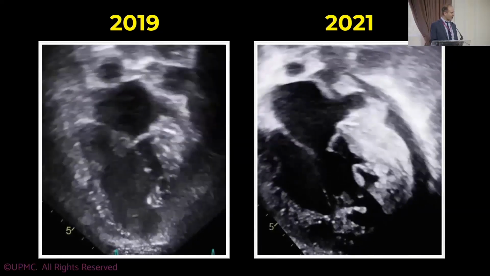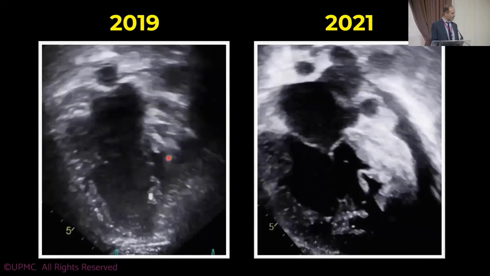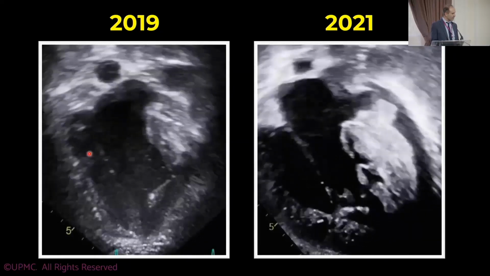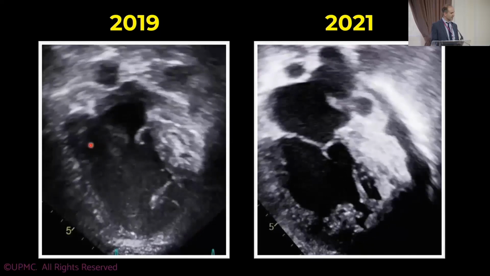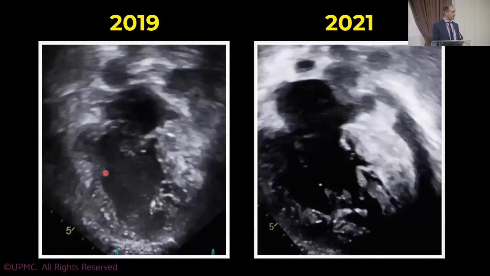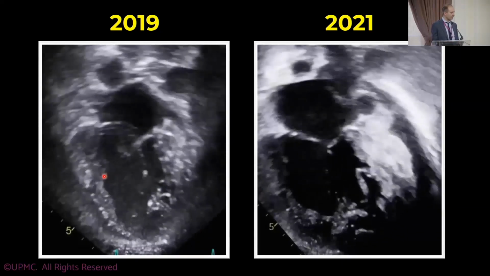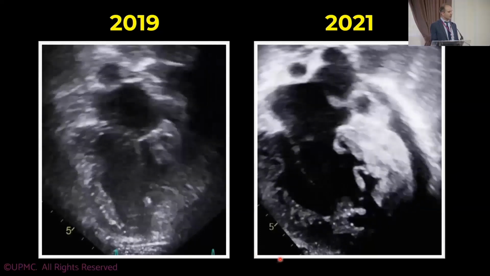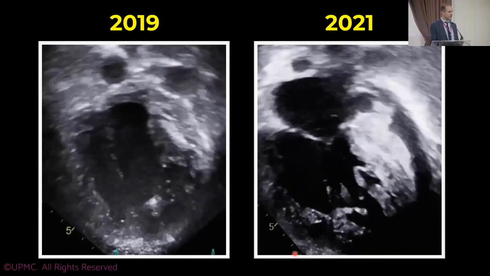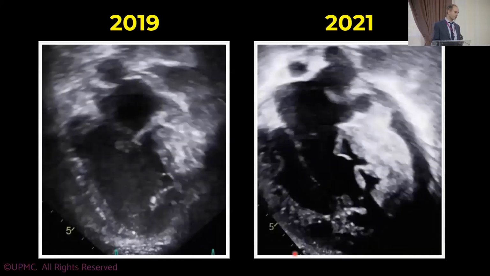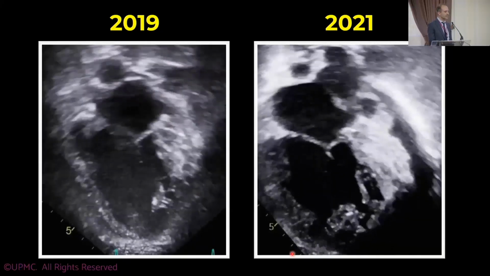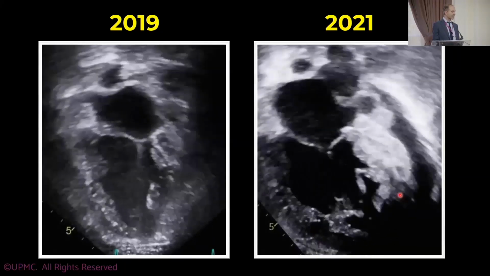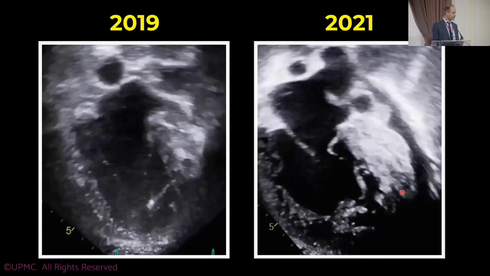Looking at his echocardiogram from the emergency room, from 2019, this is his baseline echo. You can see that his RV has reasonably well-preserved function. Then as we look at the echocardiogram from the presentation in 2021, you can see that the right ventricle was severely dilated with severely depressed function, and there is a small pericardial effusion.